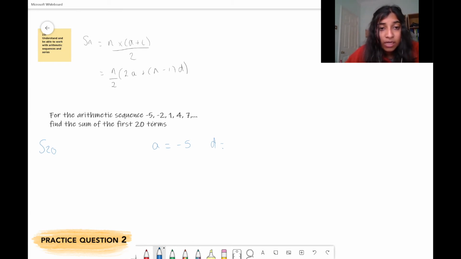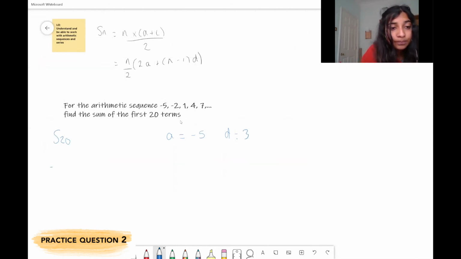So to get from -5 to -2, you add 3; from -2 to 1 is plus 3; 1 to 4 is plus 3. So our d is equal to 3. And then we can just plug this into our equation. So then we would have S20 is equal to, n is 20, so 20 divided by 2. Then in brackets we would have 2 times -5 plus (n minus 1, so 19) times 3.